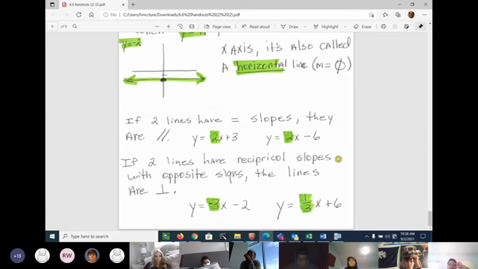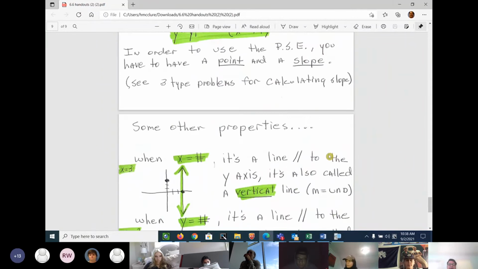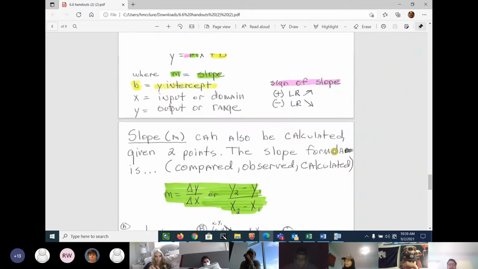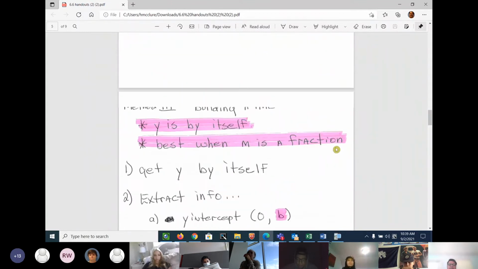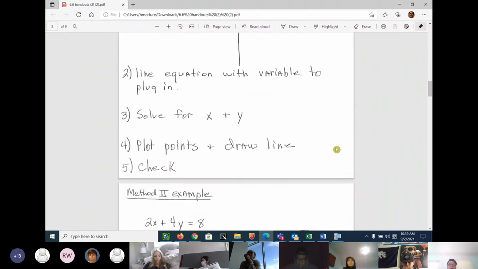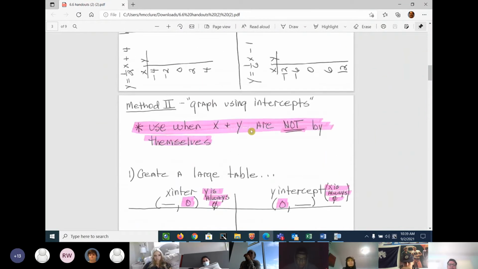Thank you. Okay, if you notice, it tells you when you're going to do it. It says right here, when X and Y are not by themselves, you're going to graph using the intercept. That's what they put in the directions. Graph using X and Y intercepts. And they're not going to give you y is equal to, it's going to be written like this.